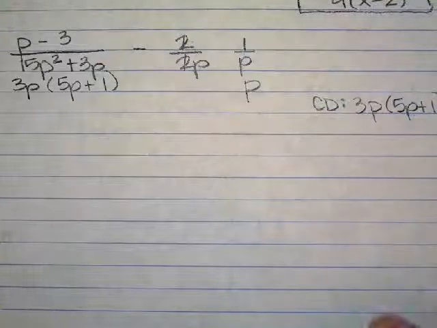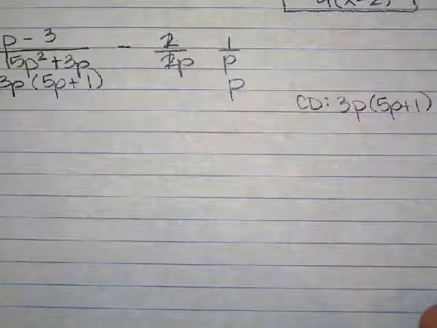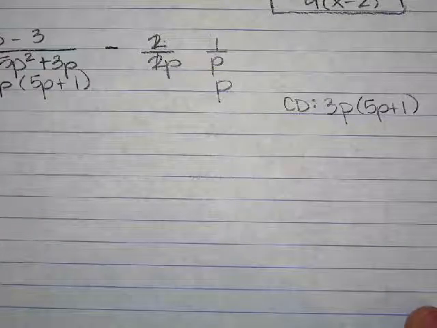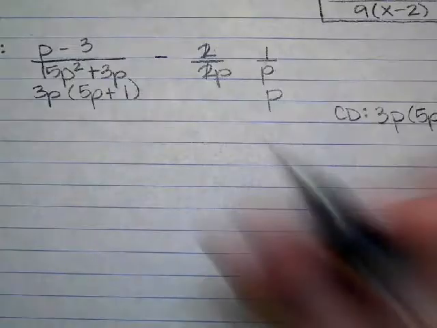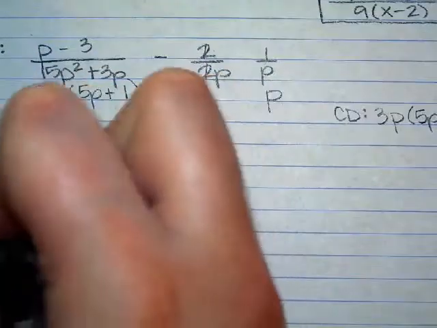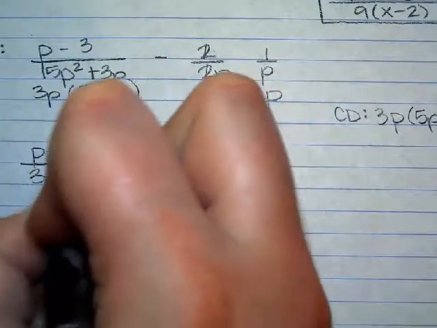So what do you notice about the first fraction? It's done. It's got everything. So we just get to copy that one down. P minus 3 over 3p times 5p plus 1. That one is good. Okay.